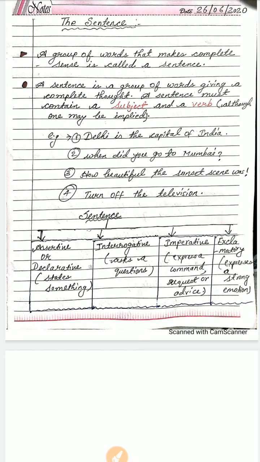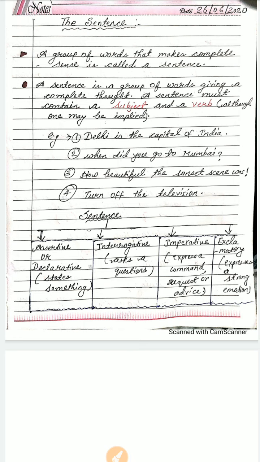A group of words which make complete sense means such a group of words which convey a proper idea or a complete thought. That is called a sentence. It means a group of words whose meaning is complete.